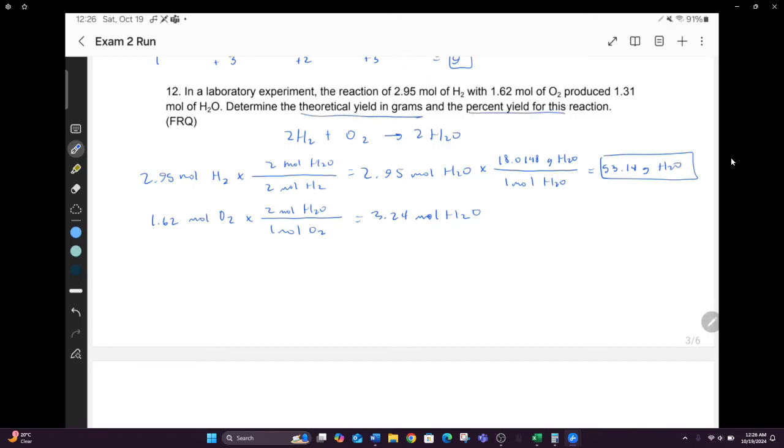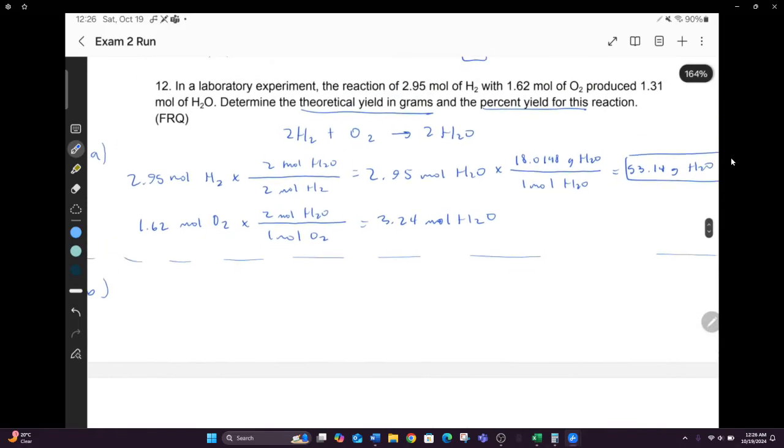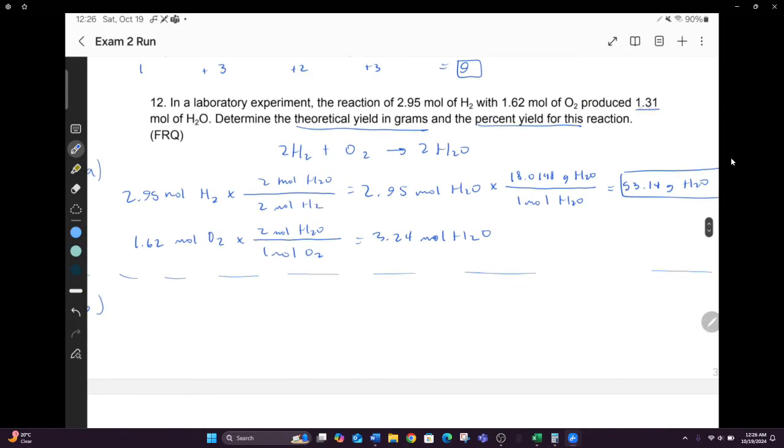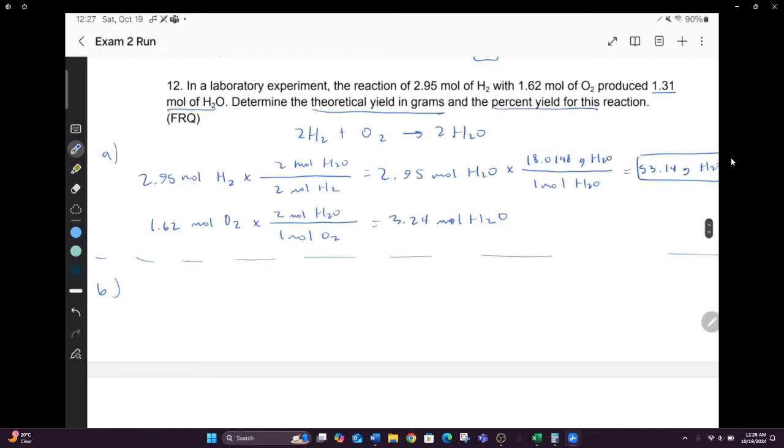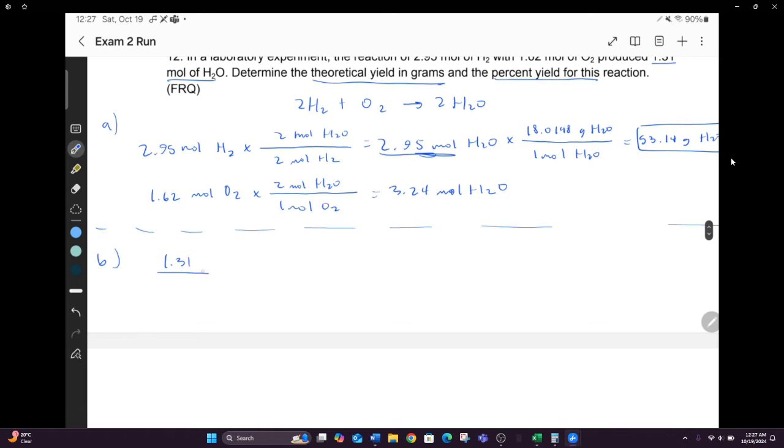Now we're going to find our percent yield. So let's call this part A, and then we get part B. Percent yield. So we produced 1.31 moles of H2O. What we're going to do is use this number again. So we have 1.31 over 2.95. What this is saying is, out of our possible 2.95 moles, we produced 1.31 moles.